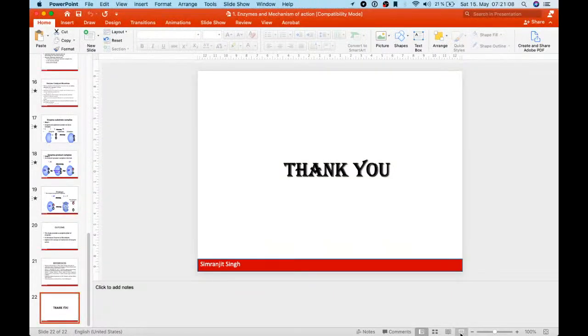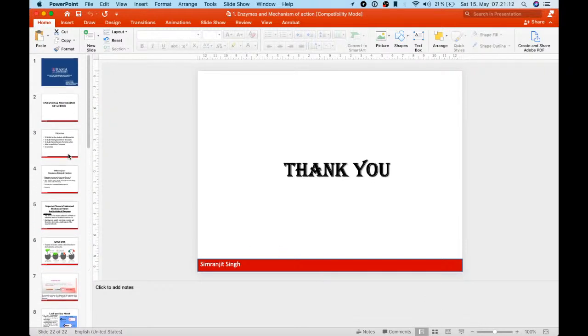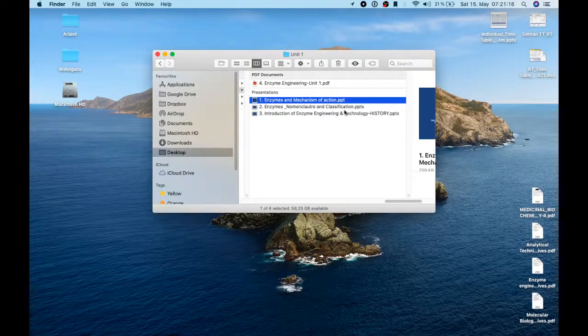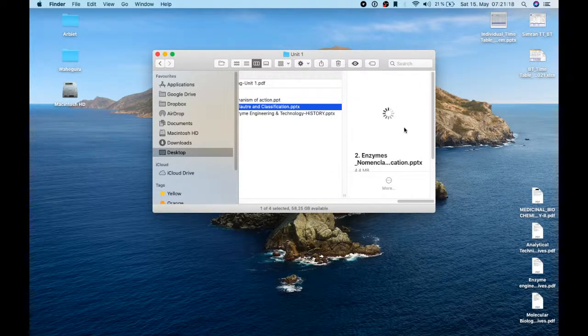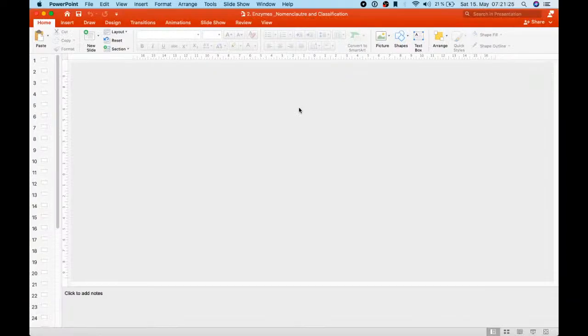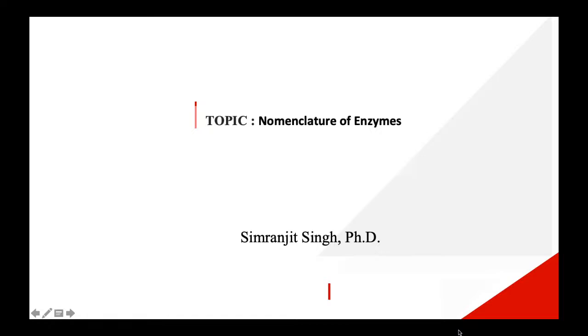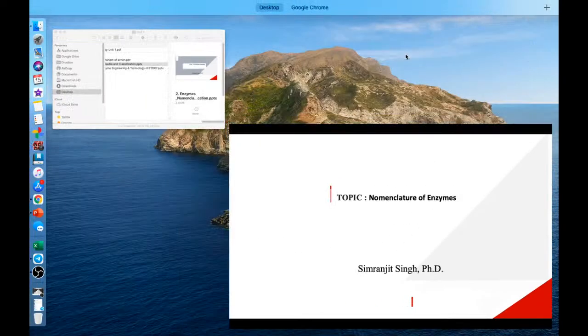Before that, we discussed some basic history about enzyme engineering, why we should study it, what the basics were, and the key facts that have been found out in that part. So now let's go to the next part of our enzyme engineering, that is the nomenclature of enzymes.